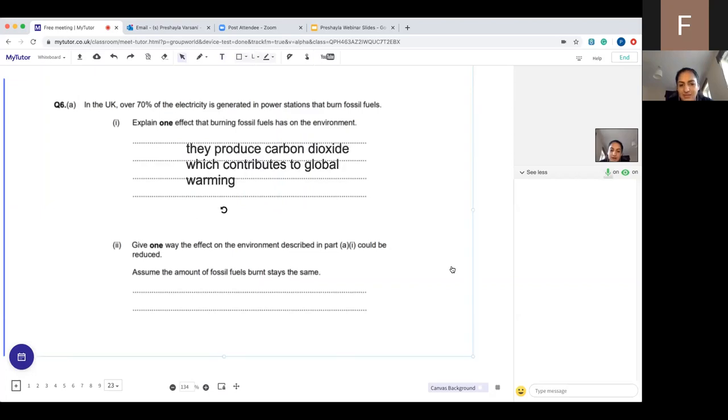Give one way the effect on the environment described in part A could be reduced. So what is another way that we can reduce carbon dioxide emissions? We already know one way, which is to reduce the amount of fossil fuels we burn. But what is another way? We haven't talked about it today, but it might be interesting to see if you can think of another way. You might have heard it in the news or on the TV. Assuming the amount of fossil fuels that we burn stays the same, how else can we reduce carbon dioxide emissions?